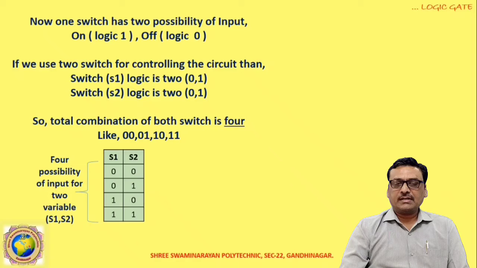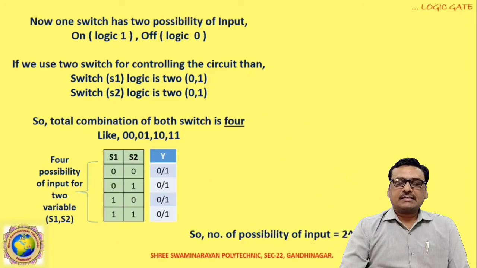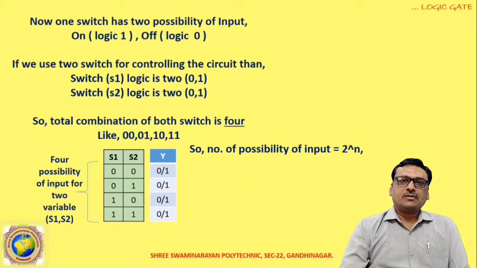These four possibilities mean we have two variables as input, and the output will be either 0 or 1. This will be checked by using logic gates. Our inputs are S1 and S2 and the output Y is either 0 or 1, as shown in the diagram. The number of possibilities of the input is derived by the formula 2 raised to n, where n is the number of variables or inputs.